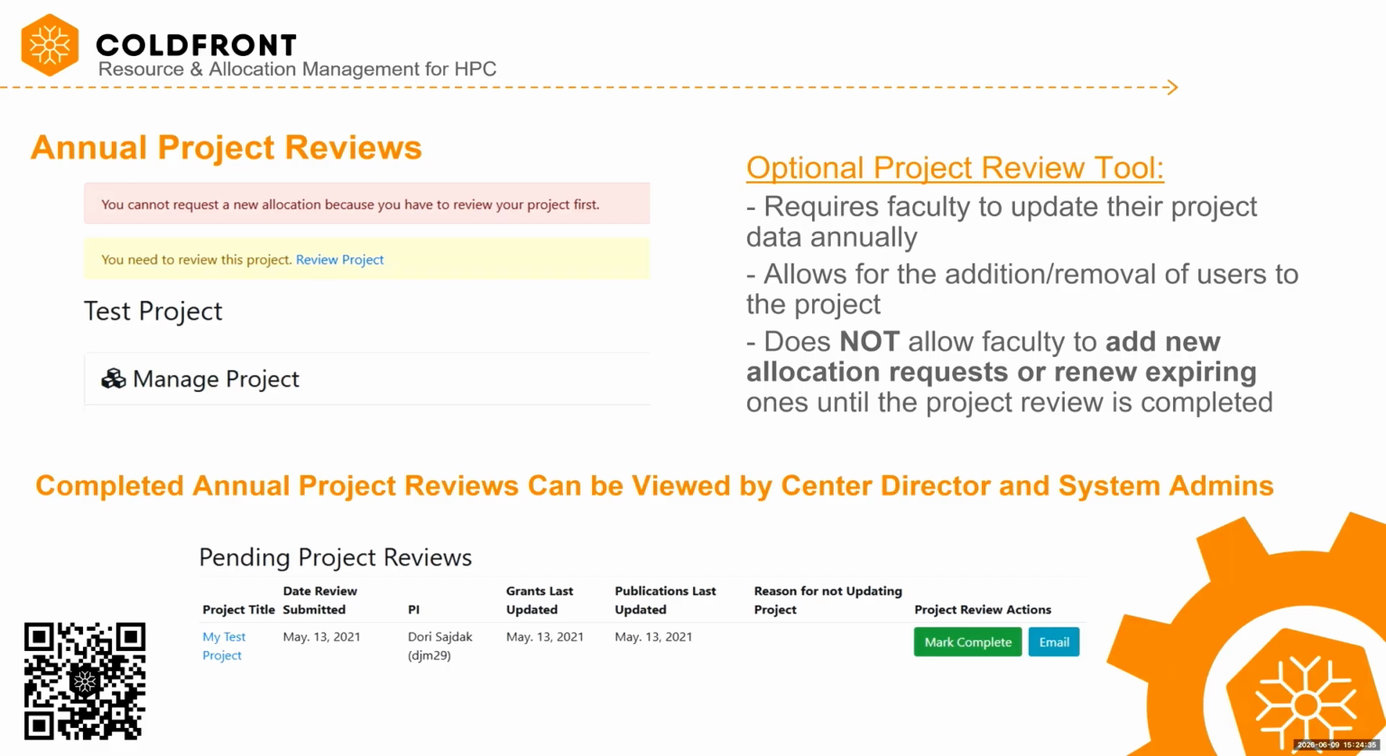Researchers are asked to verify and update project information, review user membership, and provide updated research outcomes. Centers can also tie policy enforcement to the review process, requiring project reviews to be completed before new allocation requests or renewals are allowed.